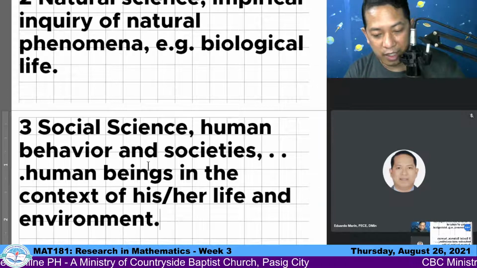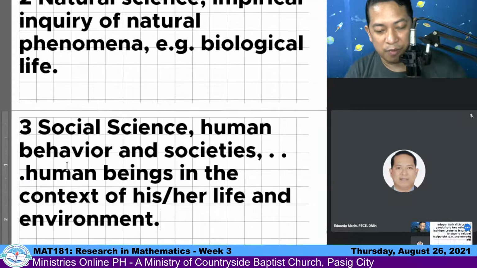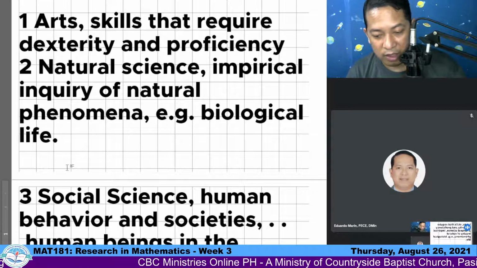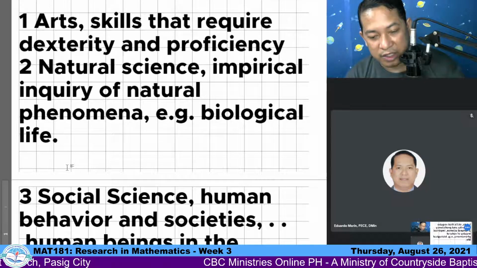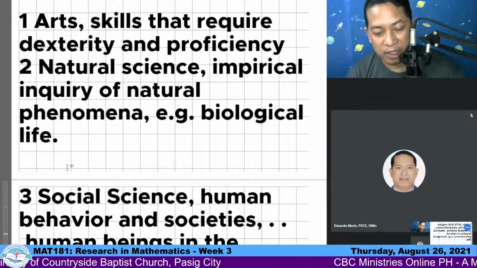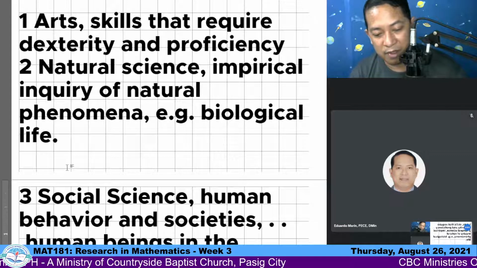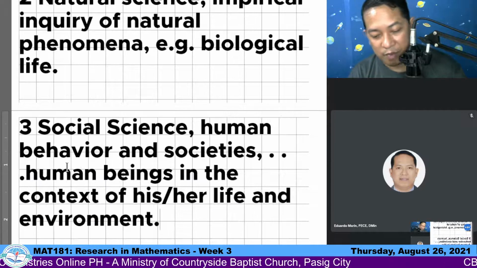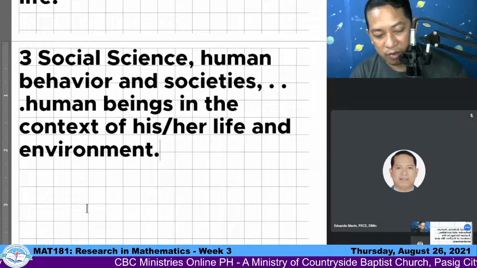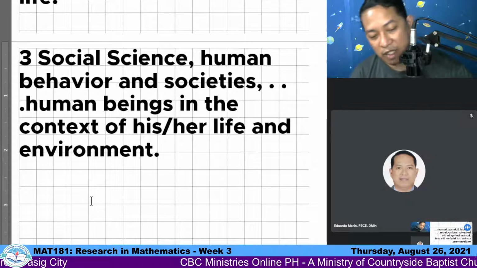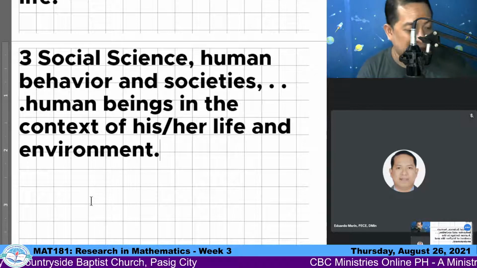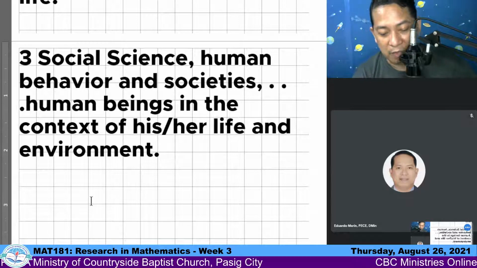So these are important aspects whether you apply it in arts, visual arts, performing arts, or for whatever arts may be, to its dexterity and proficiency. That could be an aspect. Or in natural science, empirical inquiry of some scientific phenomena such as biological life. And for social science, this is more of behavioral studies in the context of his or her environment as well. So that could be in terms of this aspect. There are more. No? We could deduce from this. Therefore, the research method is acquiring knowledge based on the scientific method that was mentioned in our first definition.